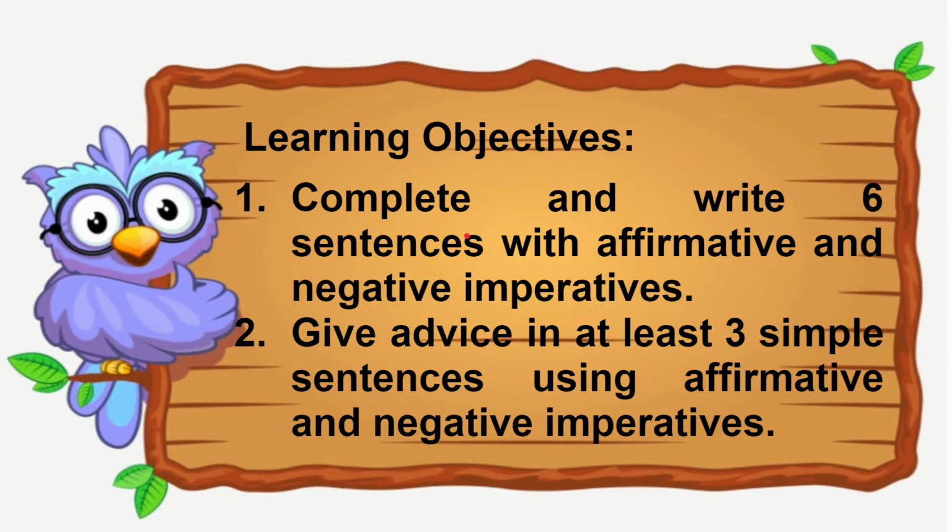There are two learning objectives in this lesson. Number 1, complete and write 6 sentences with affirmative and negative imperatives. Number 2, give advice in at least 3 simple sentences using affirmative and negative imperatives.